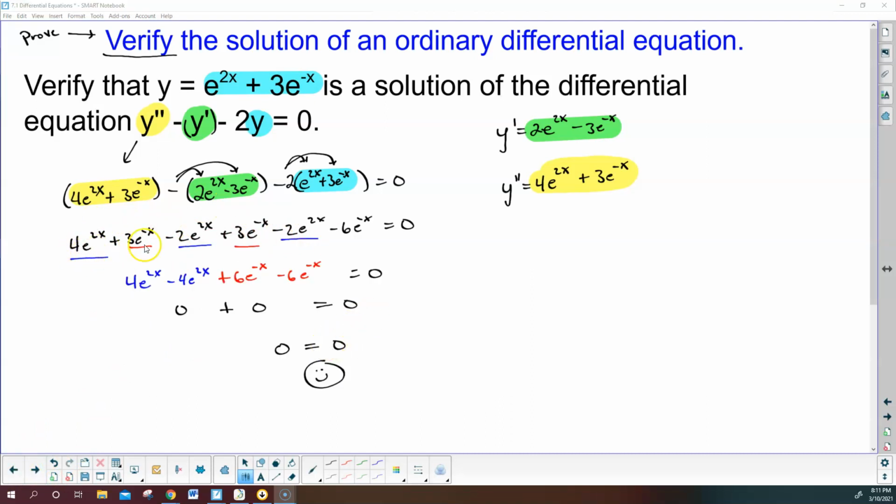All right, so you can see I have my like terms here. I just made this a little easier to view. The blue terms add up to 0. The remaining red terms add up to 0. And I showed that the left side equals 0 and the right side equals 0. So therefore, I proved that this is a solution.